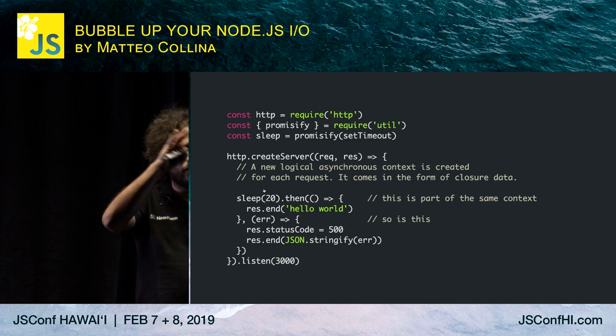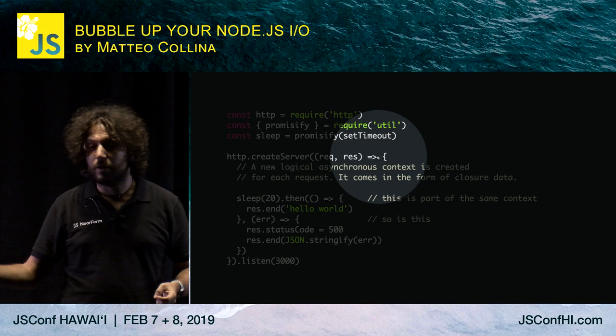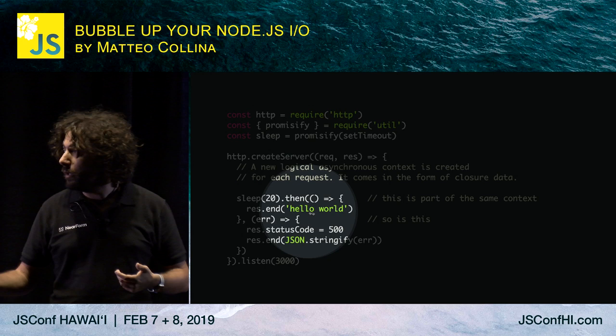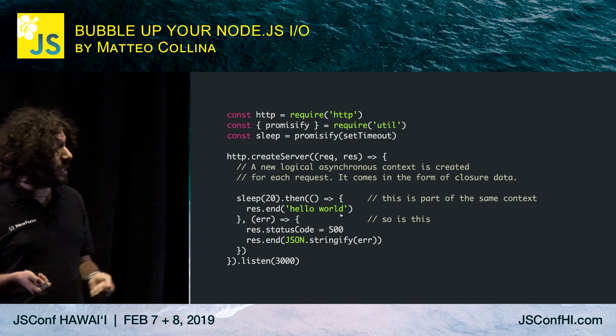All the things that descend from this one will be linked one with another, mainly because they are part of the same closure. You see, it's a closure created here. So they are part of the same closure. And then when I create another closure, it's in here, okay? And the context, the response, is being propagated just by using that. So it's really powerful, right?